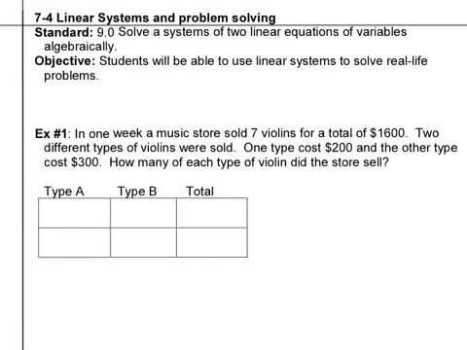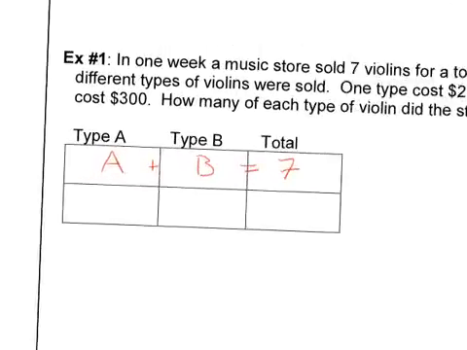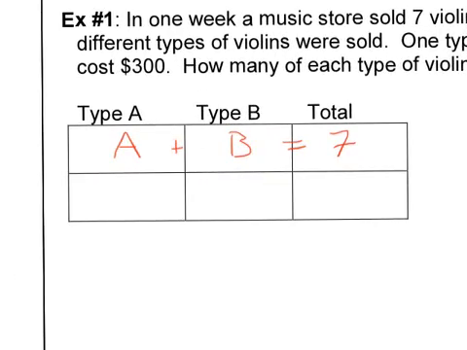So let me zoom in. It said we sold a total of 7 violins. And we have a first type, which I call type A. We have a second type, which I call type B. And we're going to say A plus B equals 7, right? So however many A's I sold plus however many B's I sold will equal 7. Okay, the next total I saw was $1,600, right? That's how much total money I brought in.